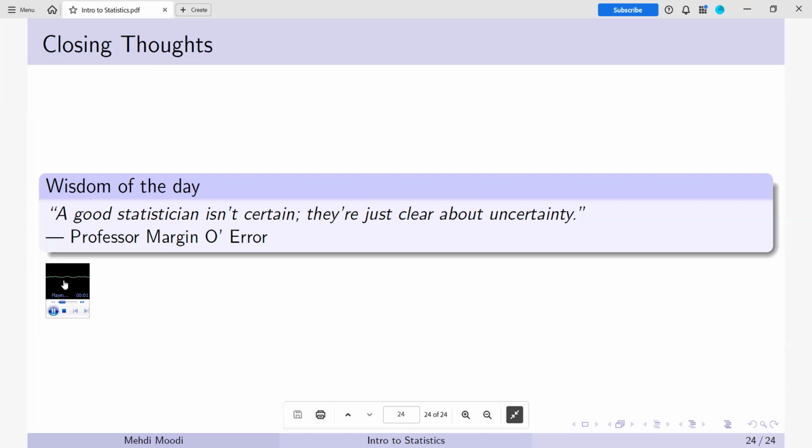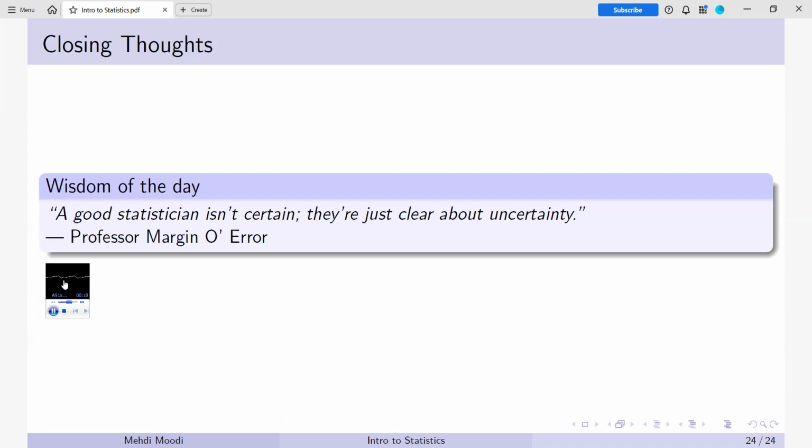Uncertainty is the invisible boss of all sciences. Physics, biology, psychology, they all deal with messy data, measurement error, and incomplete knowledge. Statistics is the language we use to tame this chaos.